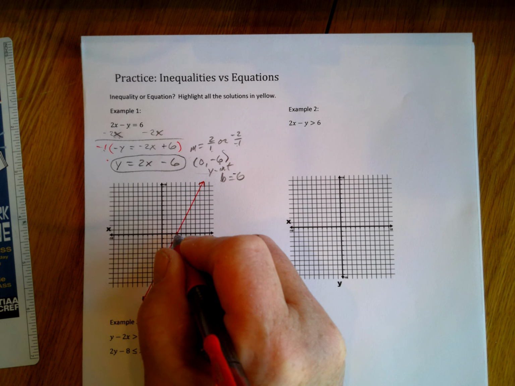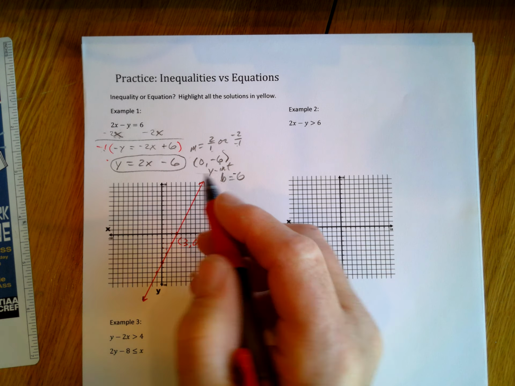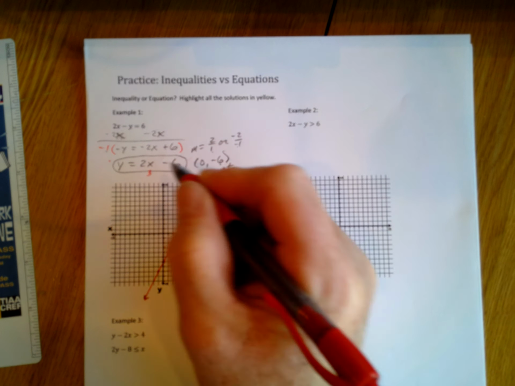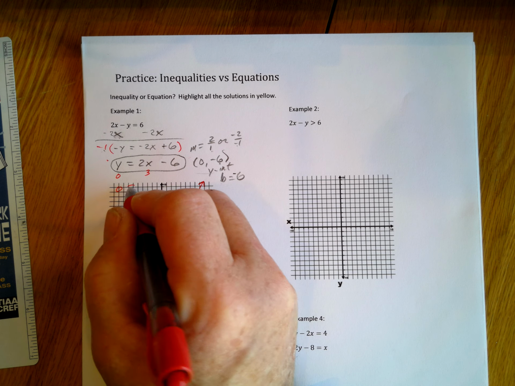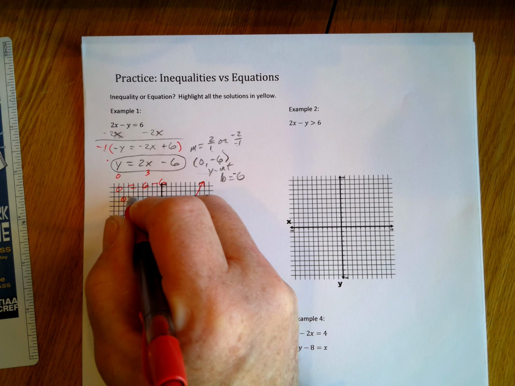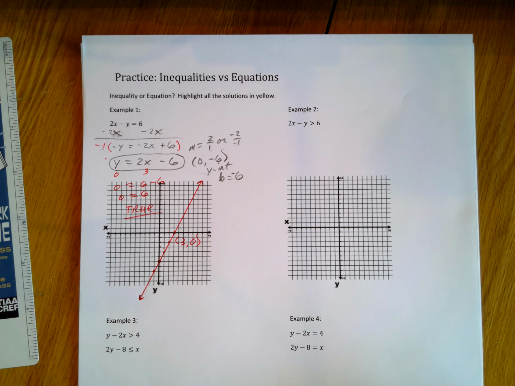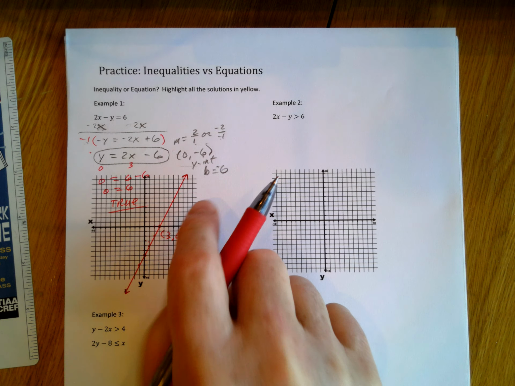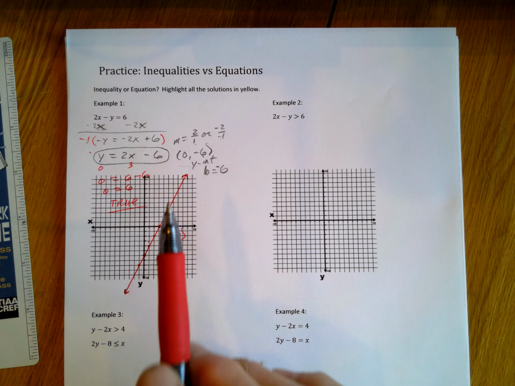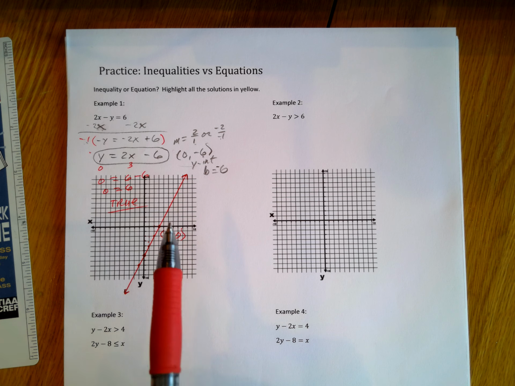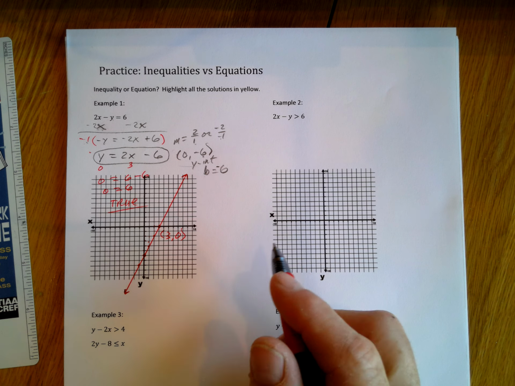So for instance, it goes through (3, 0). Well, that means I should be able to plug in 3 here and a 0 here and get a true statement. Well, do I? I get 0 is equal to 6 minus 6. I get 0 is equal to 0. True. Okay? So that's an equality. That's an equation. Equality, that's what we're talking about. When we say equation, to equate something is to set it equal.